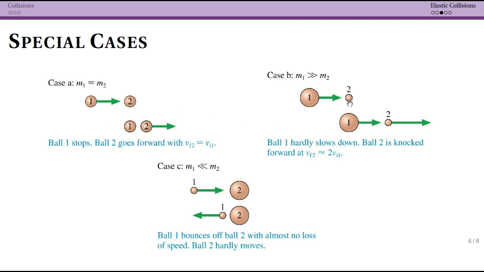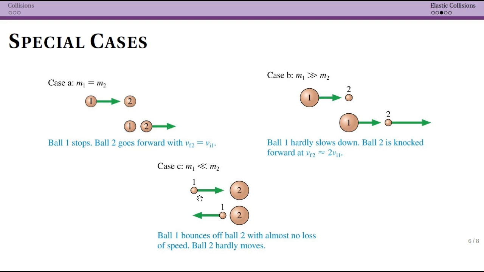A second case is when the mass of ball 2 is really, really small compared to ball 1. In this approximation, ball 1 hardly slows down. It isn't identical, but we're doing an approximation here. Ball 2 is then knocked forward with twice the speed. It's a little hard to see that at first, but I can come back to it a little bit later.